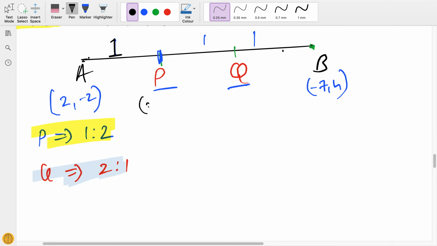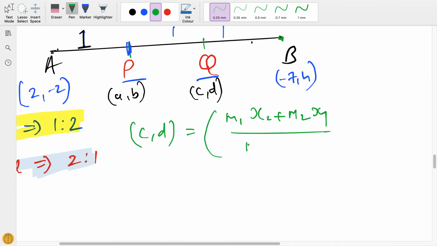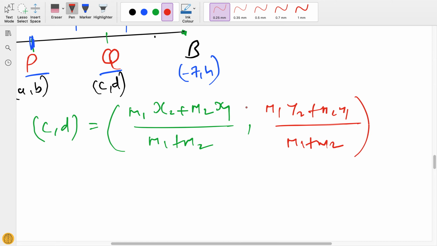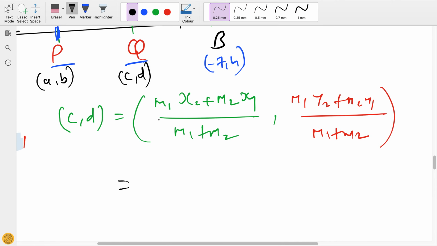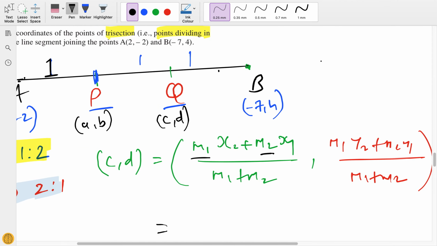So let's find the coordinates of the point Q. Let's call the coordinates of P as a, b and Q as c comma d. So I will find c comma d. C comma d is (m1x2 plus m2x1) upon (m1 plus m2), and the other is (m1y2 plus m2y1) upon (m1 plus m2). So what will be m1 and m2? The ratio in which point Q divides the line AB, m1 by m2, will be 2 is to 1. So m1 is 2 and let's take m2 as 1.